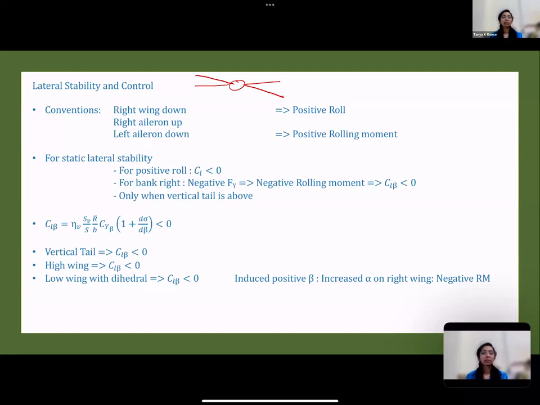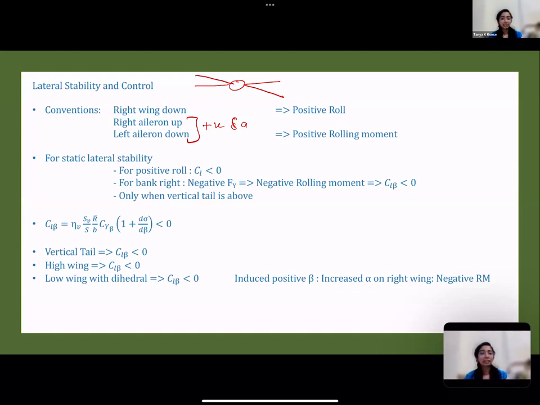Similarly, when I deflect my right aileron up, left aileron down, it produces a positive rolling moment. And this is considered positive delta A. Delta A is deflection of aileron. Deflecting right aileron up, left aileron down, it's considered positive delta A. It produces a positive rolling moment. Now for static lateral stability, what are the conditions required? For a positive roll, you require Cl to be less than 0. Like if the aircraft rolls towards the right, you want it to roll back. So your Cl should be less than 0.